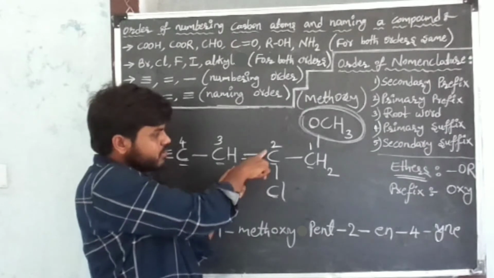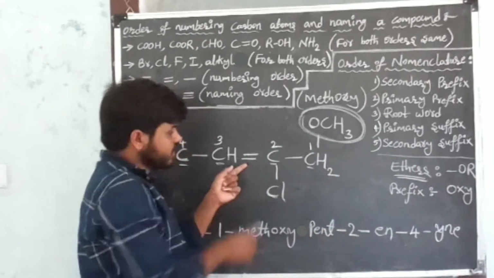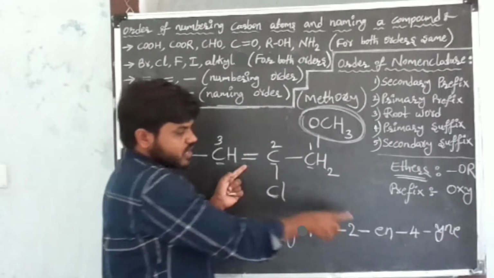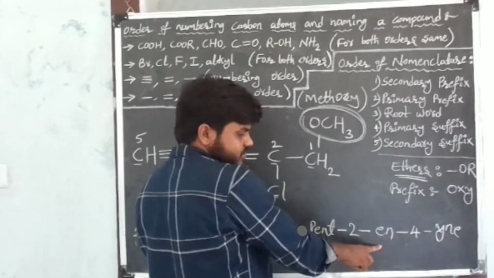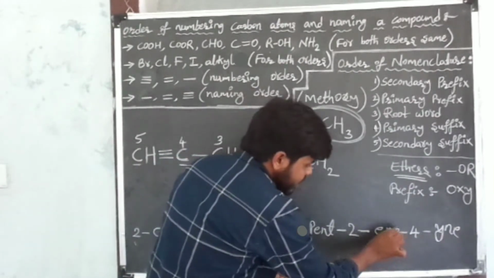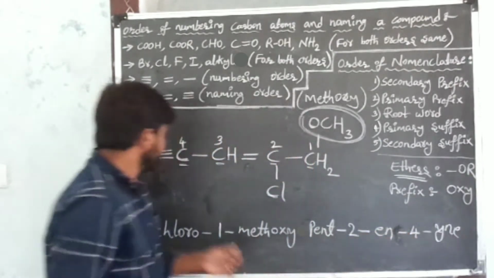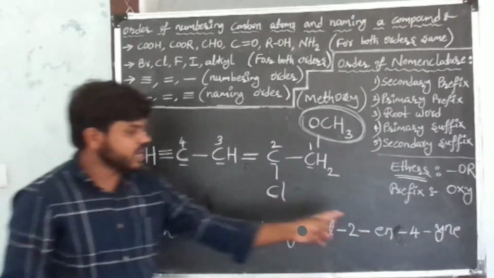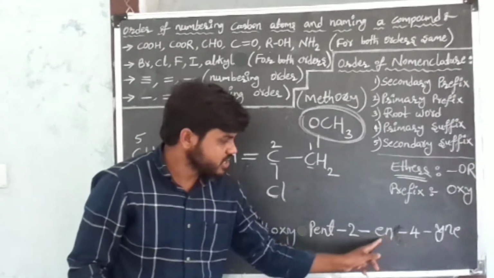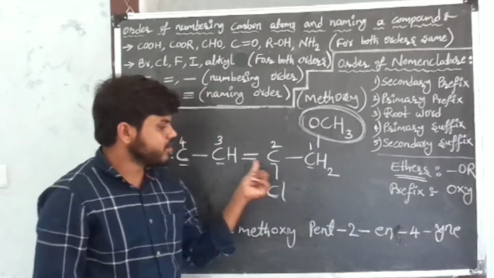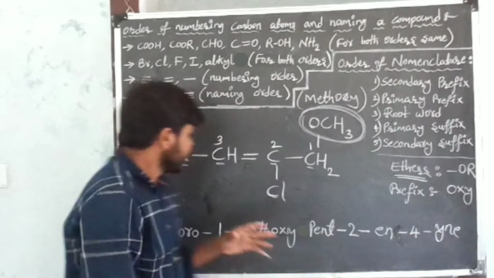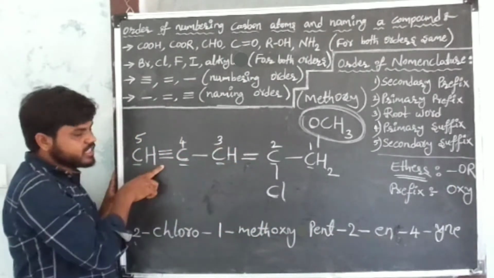The position of the double bond is second. I have written the position. The suffix of the double bond is en. I am not taking the E, because in the given compound a triple bond is also there. Just I have written en. After writing the double bond, take the triple bond.